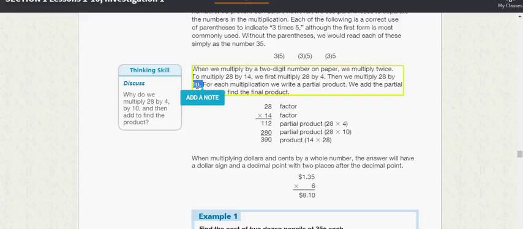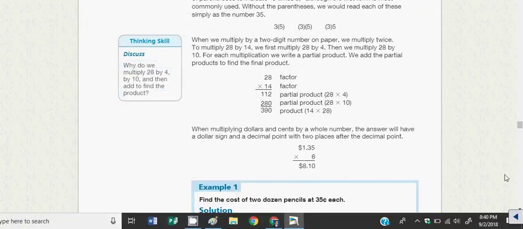Why do we multiply 28 by 4 by 10 and then add? Because we multiply by the value of the ones place and then by the value of the tens place. The value of this first ones place is 4, so we multiply by that. And the value of this place is right now 10. So we multiply by that and we put them together, or else we won't get the right answer.